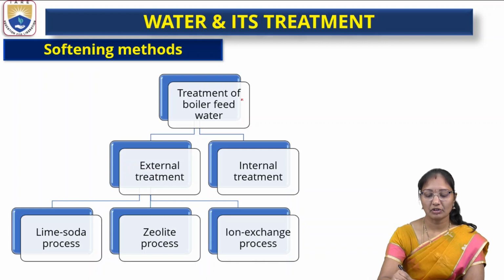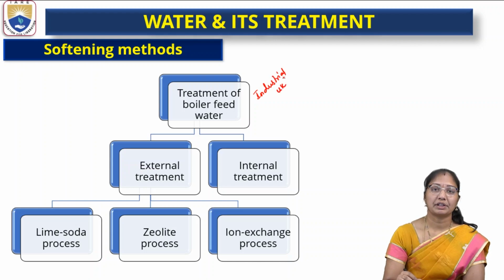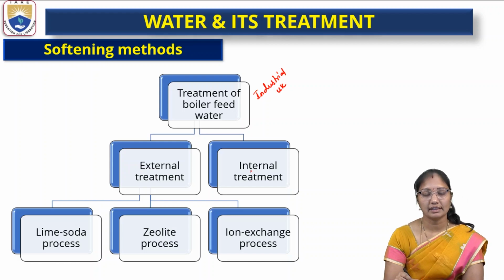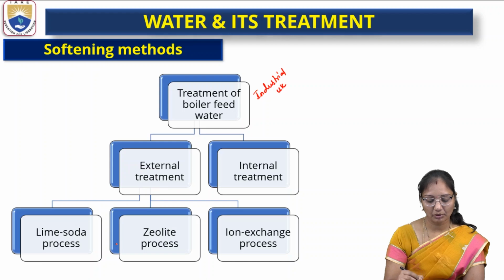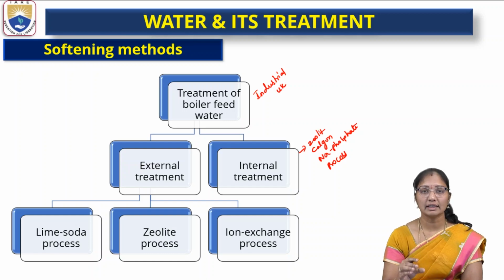Now, the treatment of boiler feed water. Before its industrial use, the water should be properly treated in two ways: internal treatment and external treatment. External treatment includes the lime soda process, zeolite process and ion exchange process. Internal treatment includes colloidal, Calgon and sodium phosphate processes. We are going to discuss this external as well as internal treatment in detail.